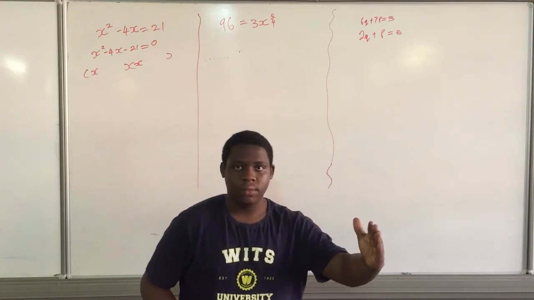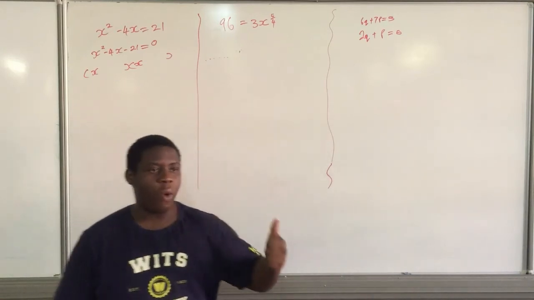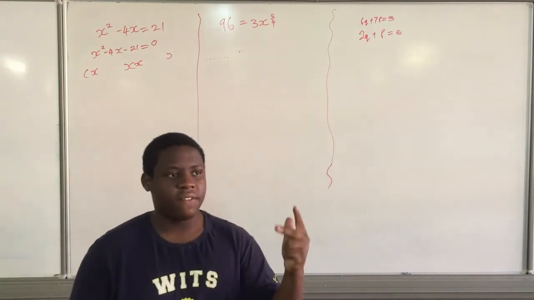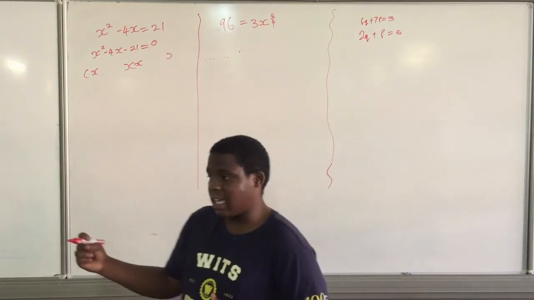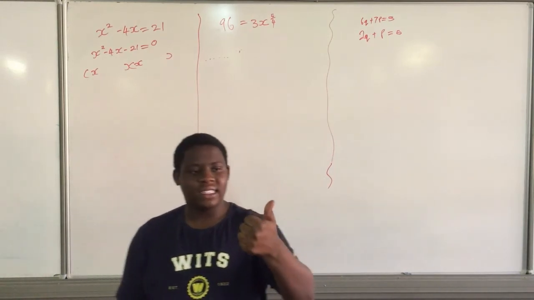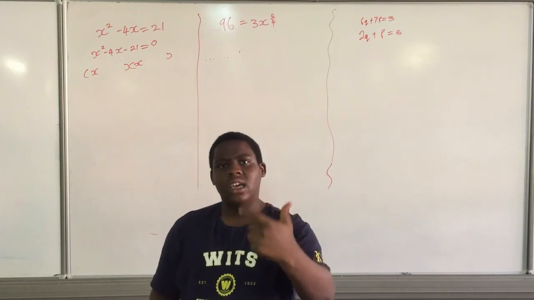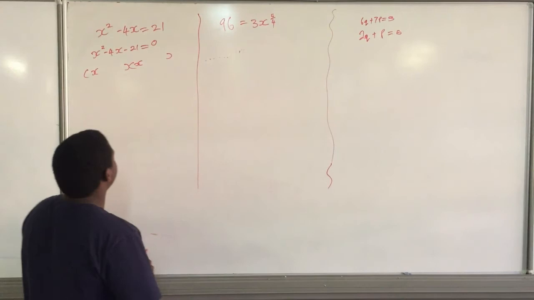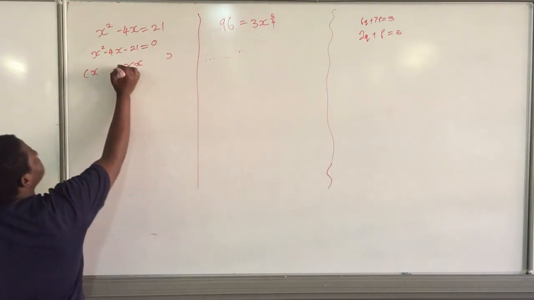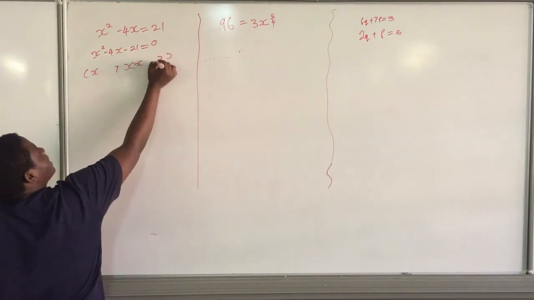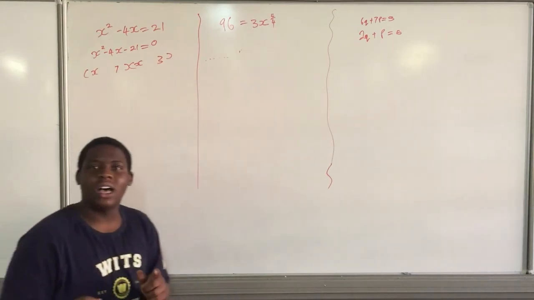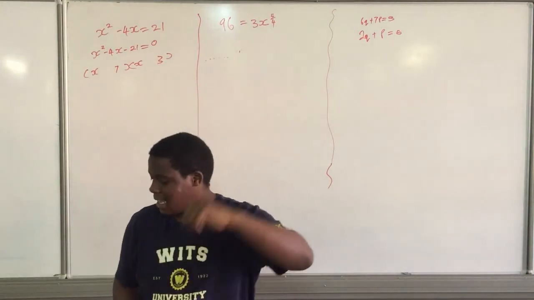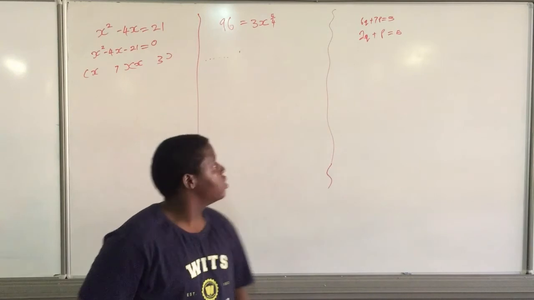We need to think. 21 has factors. We have 1, we have 3, we have 7. I'm not sure about the others, but already I can see that I have 3 and 7, and I can take these 2 and they can give me a 4. So we can say we're going to take the factors 7 and 3. Now the next question we ask ourselves is which one receives which sign?